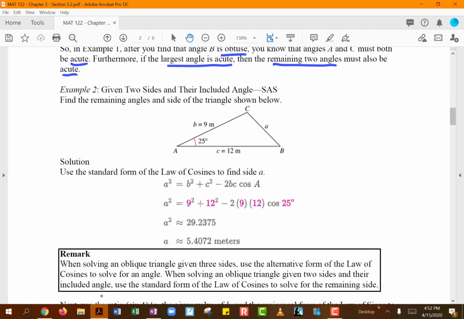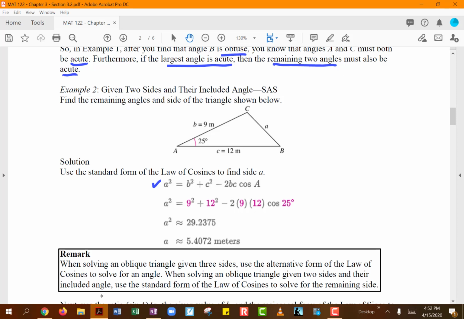What if you are given 2 sides and their included angle? How would we go about solving that? In this triangle, we are given C as 12 meters, B as 9 meters, and angle A as 25 degrees. Since we have sides B and C, we want to find side A. To find side A, we use the standard form of the law of cosines: A squared equals B squared plus C squared minus 2BC multiplied by cosine of A. Enter the values for sides B and C and angle A.